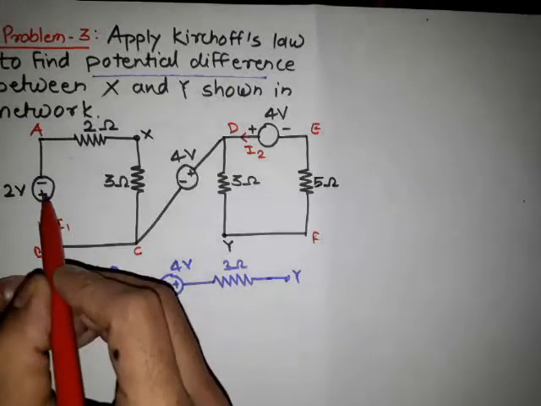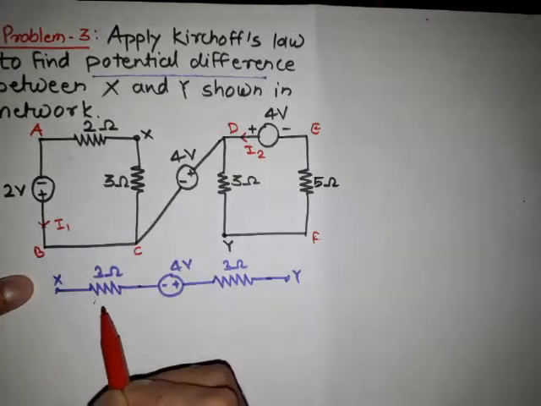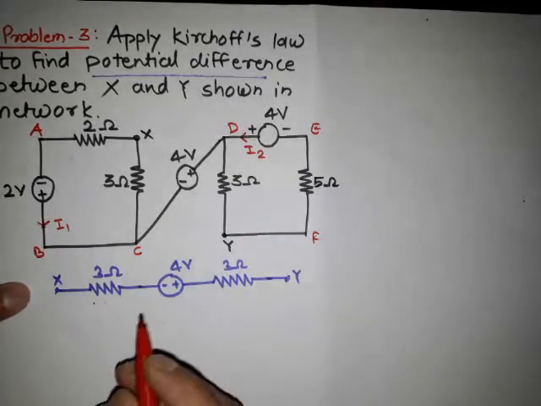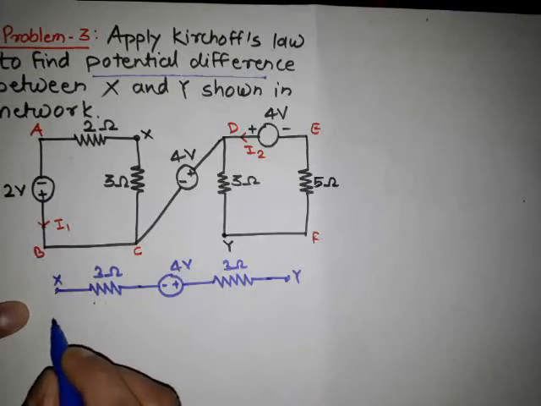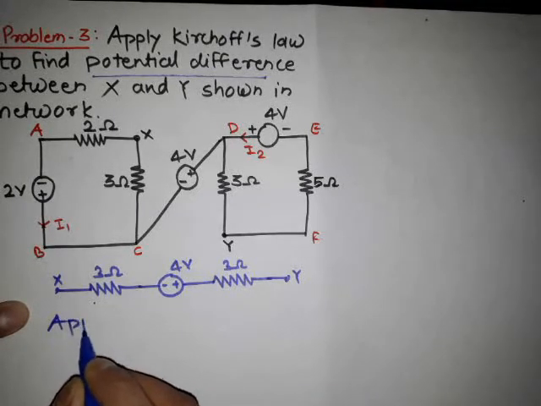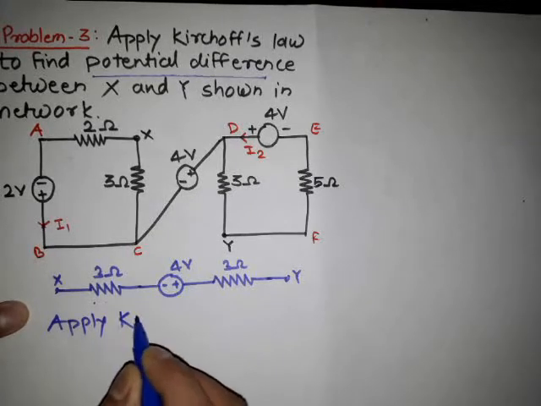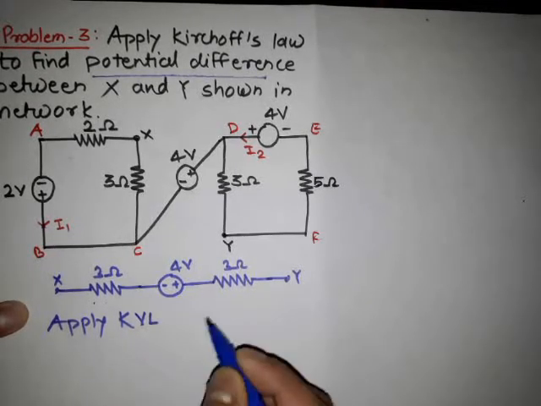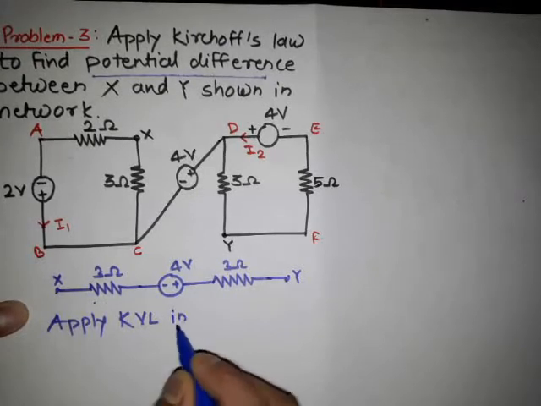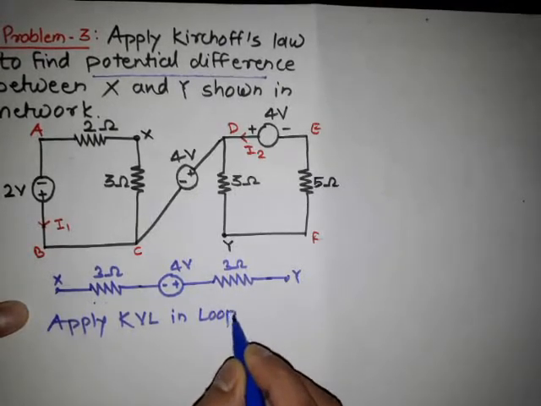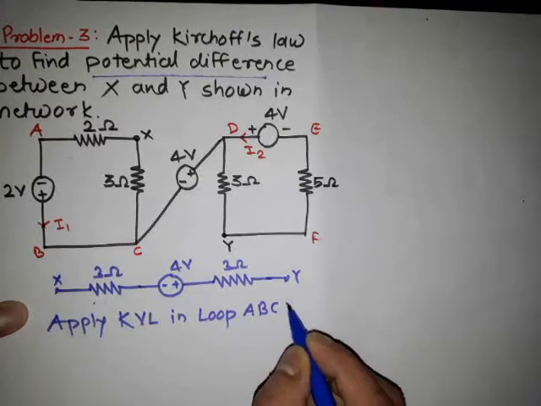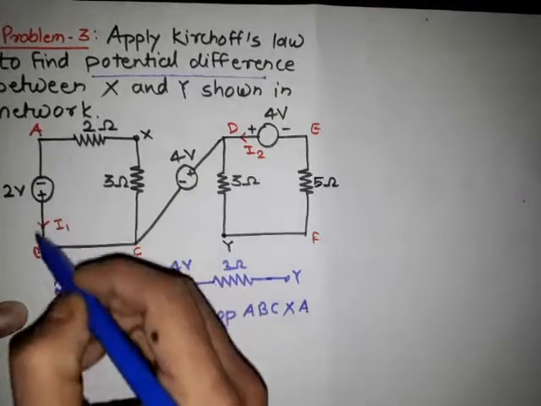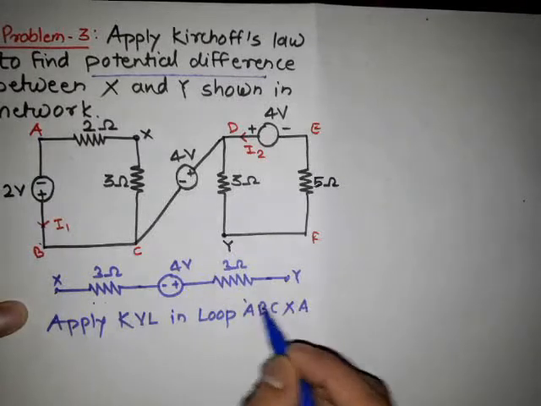For that, we are applying KVL in the first loop and the second loop. Suppose the first procedure is to apply KVL in loop A, B, C, X, A.